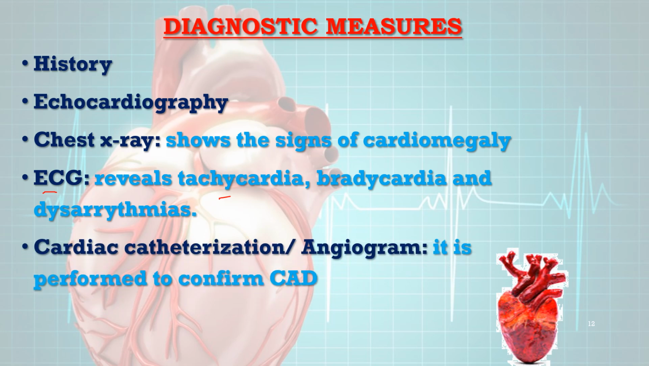Then cardiac catheterization or angiogram. It is performed to confirm coronary artery disease, and cardiac catheterization also reveals the chamber pressures of the right atrium, left atrium, right ventricle and left ventricle, and it analyzes the structure of valves and valvular function. Also we can analyze the blood circulation throughout the chambers and the heart. Similarly, angiogram analyzes the patterns of the coronary arteries.